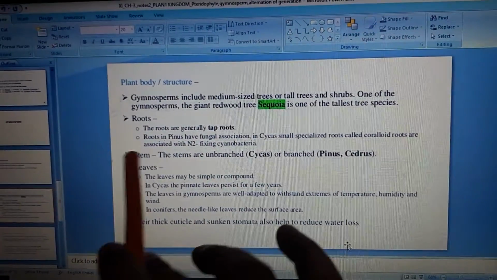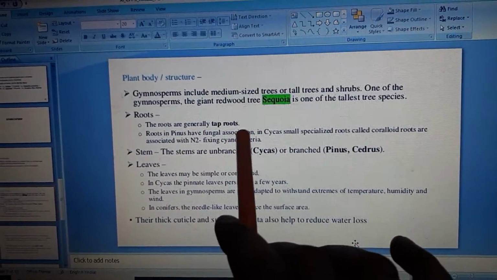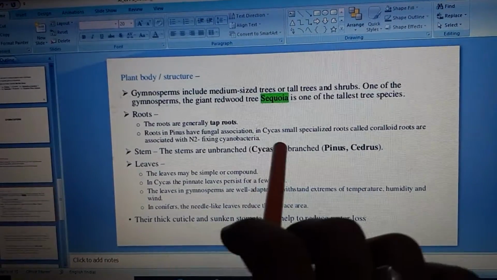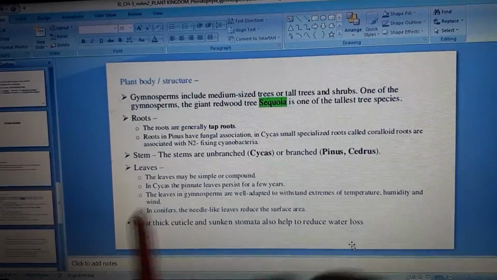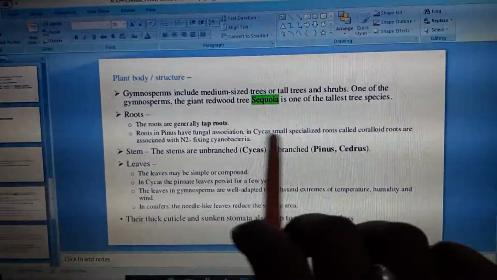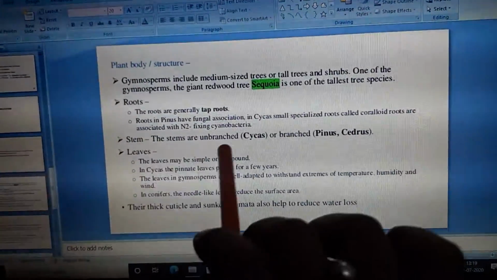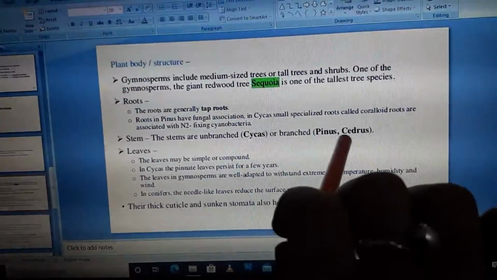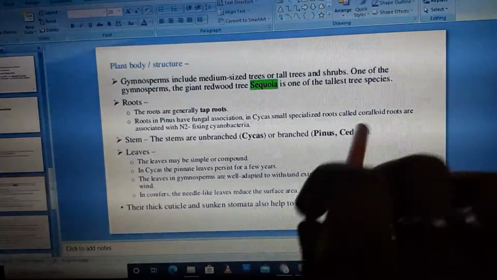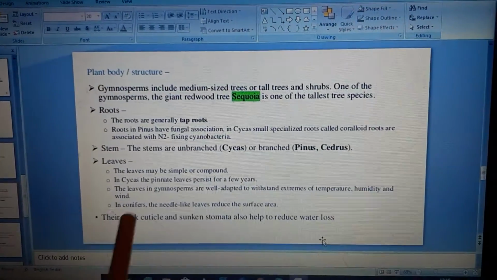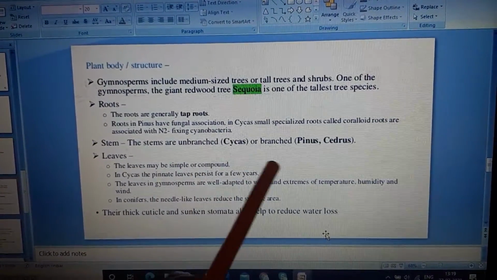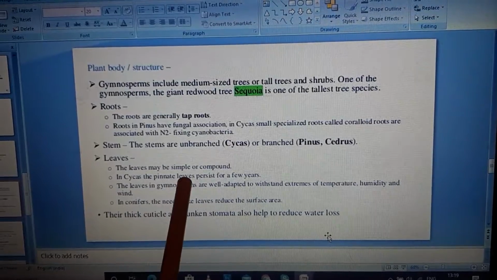Roots are taproots. The root of Pinus has fungal association while Cycas has coralloid roots. This is the feature of these two gymnosperms. Stems are unbranched in Cycas and branched in Pinus. Pinus and Cedrus are found in hilly areas. Leaves can be simple or compound. Cycas has pinnate leaves.